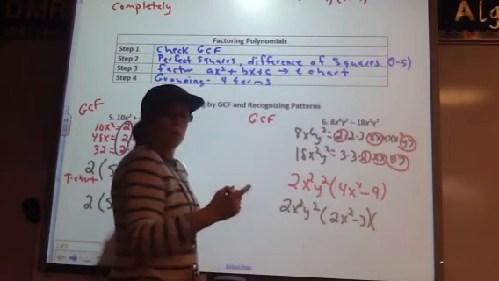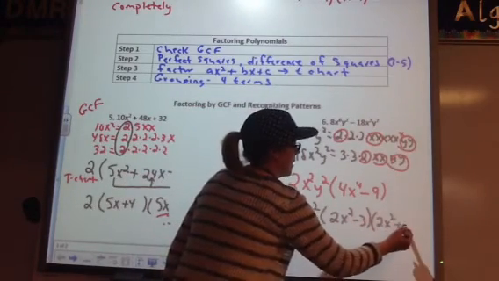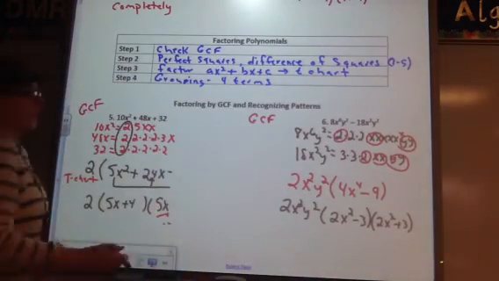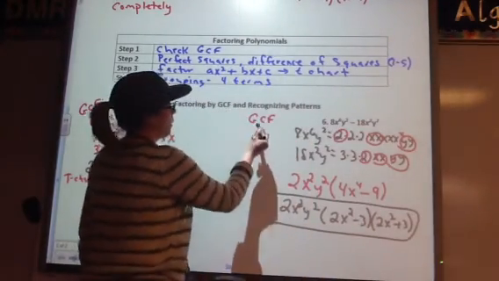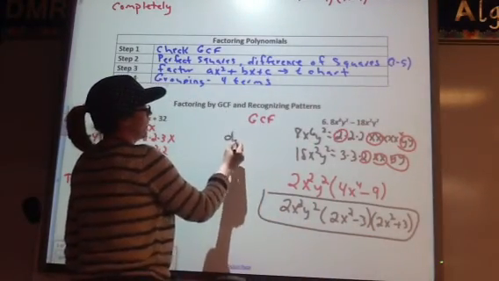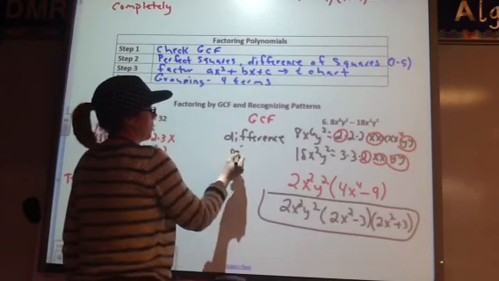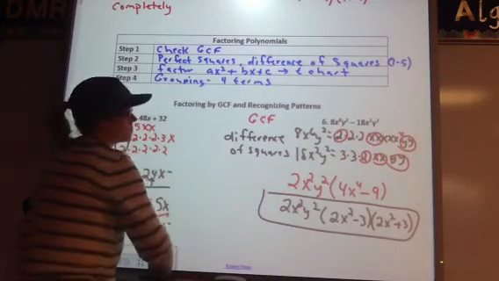And remember, when there are differences, you got to do it again, but you got to add the 3 that time. And this is our final answer. So we did greatest common factor, and we did difference of squares on this one.